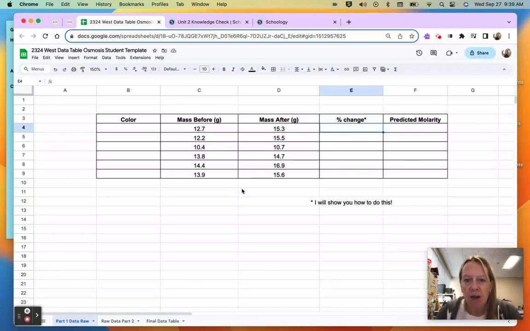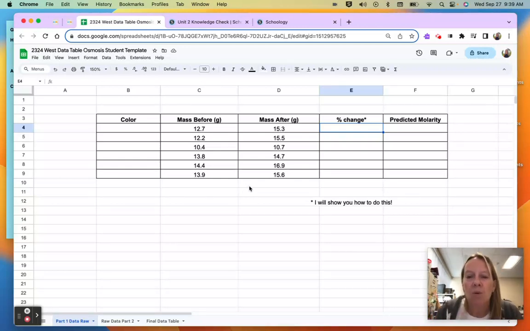But percent change allows us to calculate what changed about the bag without worrying about were all the dialysis tubes the same width, which they weren't. Were they all the same length, which they may not have been exact? And did we put exactly the same amount of fluid in each tube, which I know we didn't?